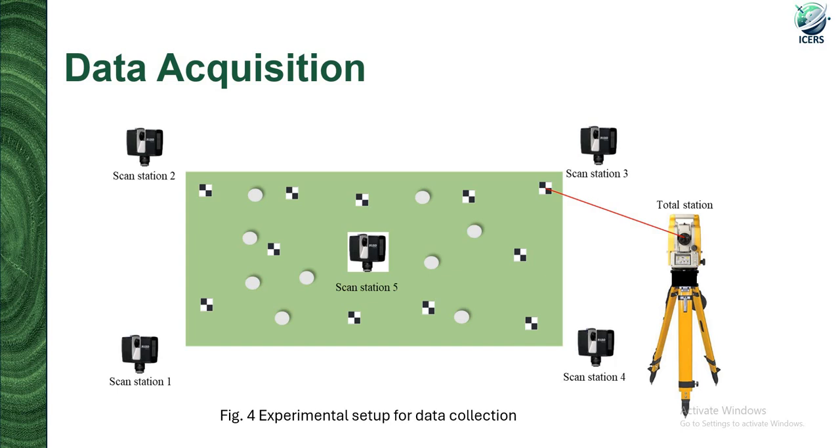This is the experimental setup for the data collection. It is shown here. The placement of scanner, total station, checkerboards and spheres can be seen in the diagram. Checkerboards and spheres are useful for the registration of 3D scans obtained from the terrestrial laser scanner.